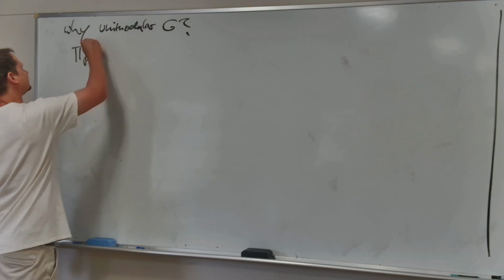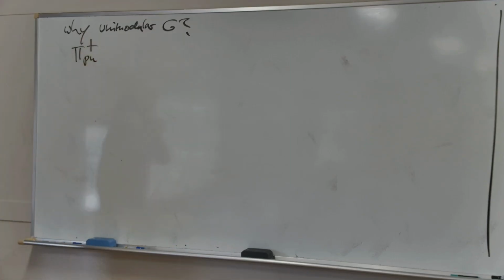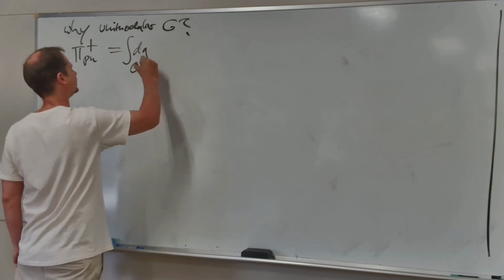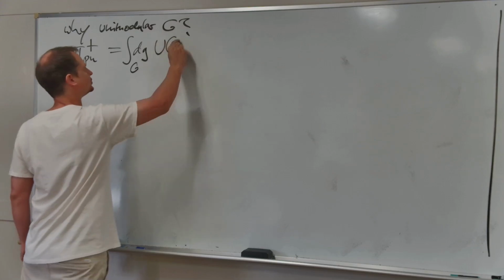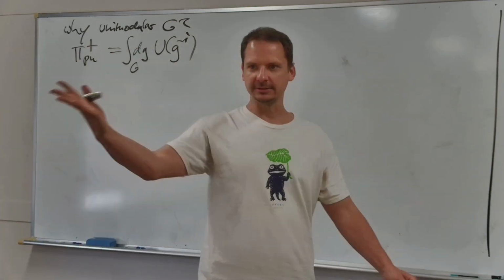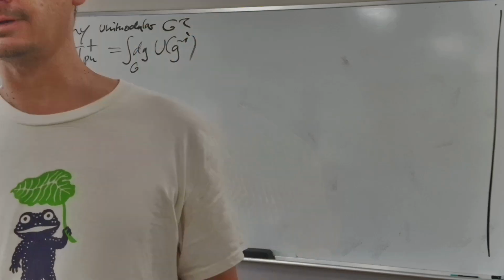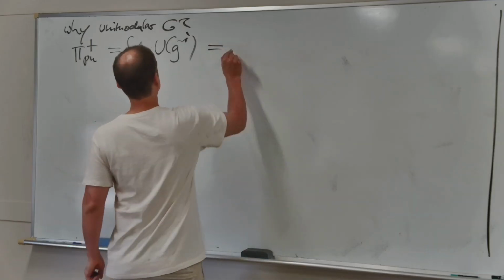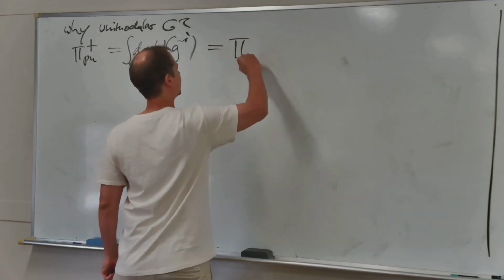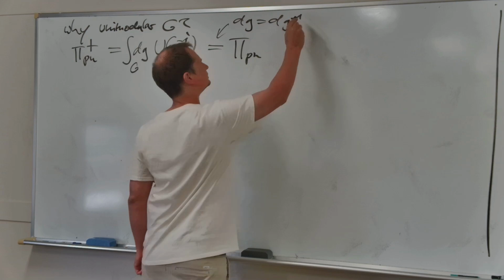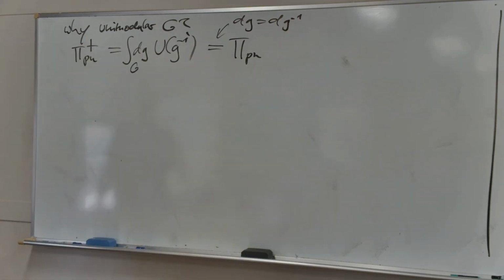And the thing is that if I look at Pi_PN dagger, this is the integral of dg, g, U of g inverse. I'm just using here that U of g dagger is U of g inverse because I assume that's a unitary representation. But this is Pi_PN because dg is dg inverse. So for unimodular groups this is true.